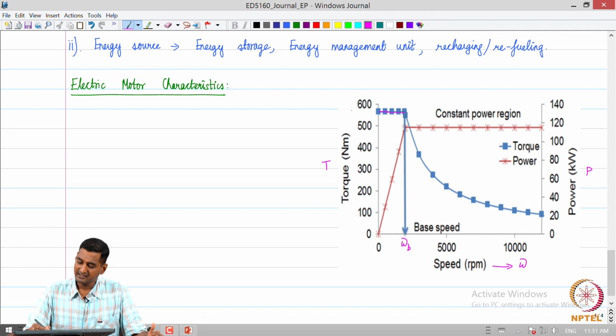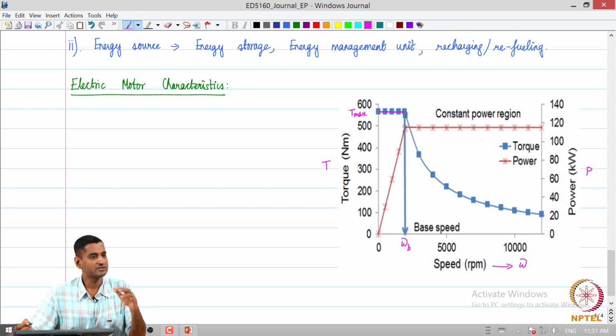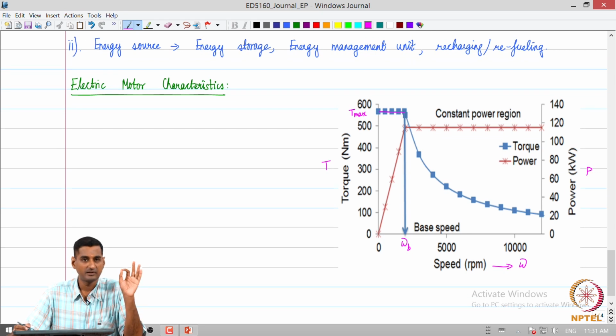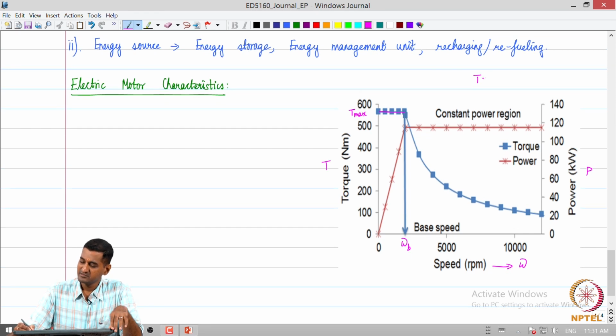So, we can see that the motor delivers, let us say, a maximum torque T max till what is called the base speed, and the power increases in this region, and then it becomes constant beyond the base speed. After the base speed, the power remains constant, and then what happens to torque? P equals T times omega, or T becomes P by omega, right. So, if the power is constant, we can immediately see that the torque is going to go like a hyperbola beyond the base speed.